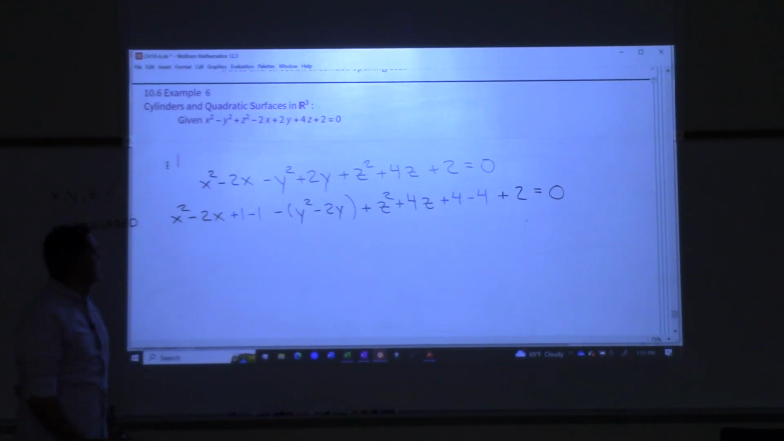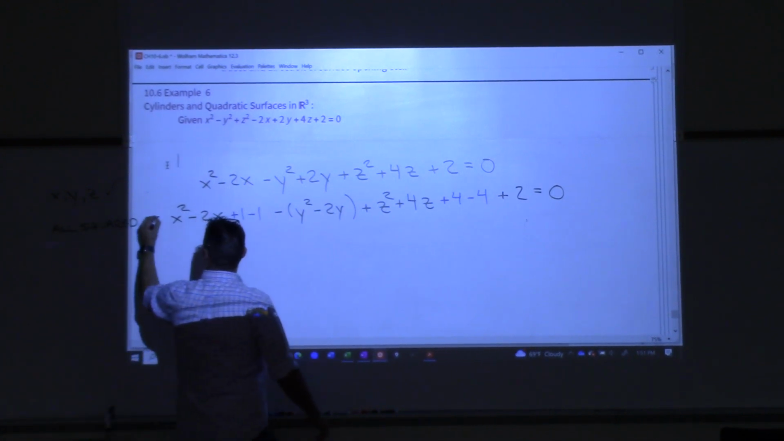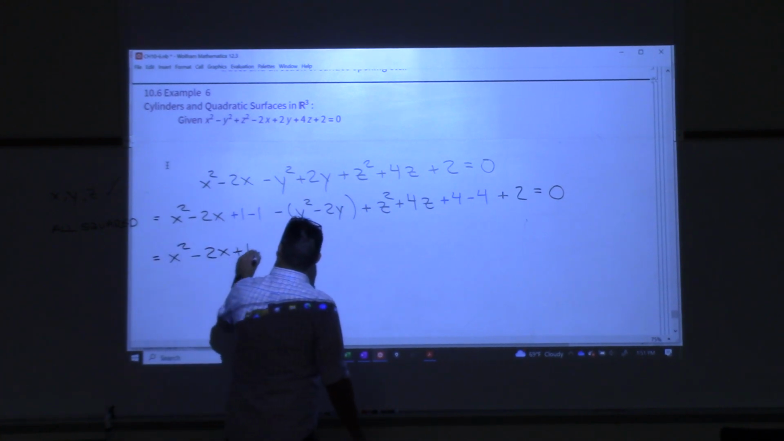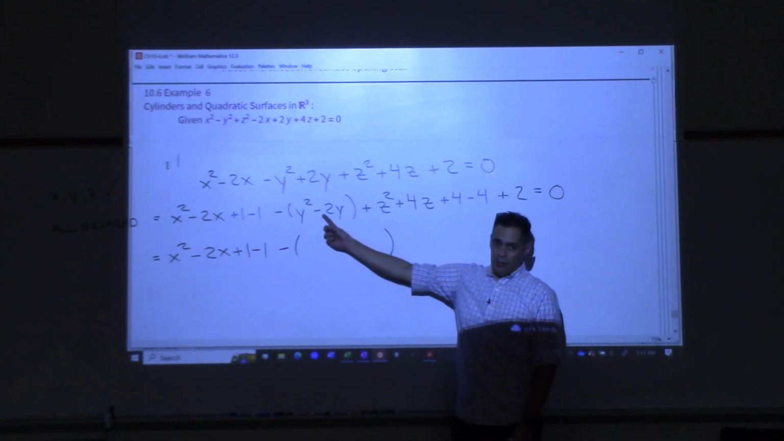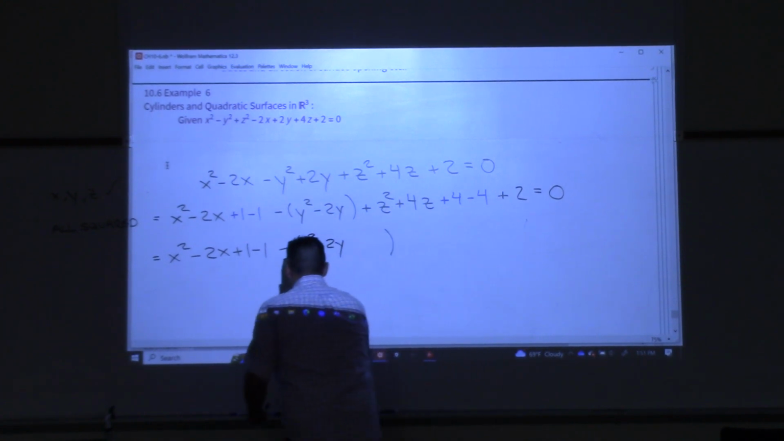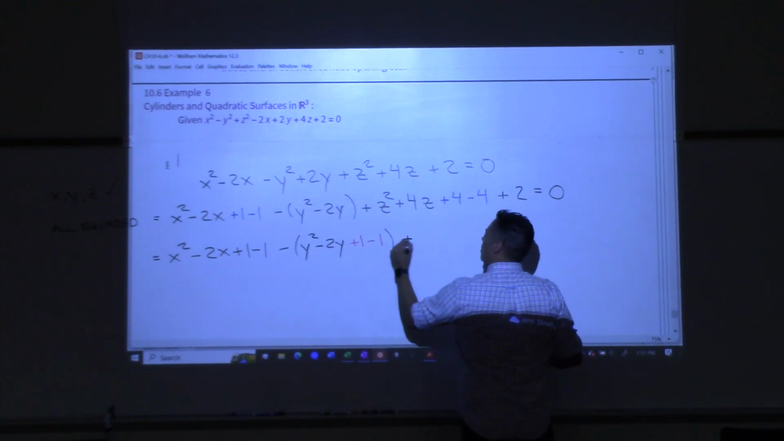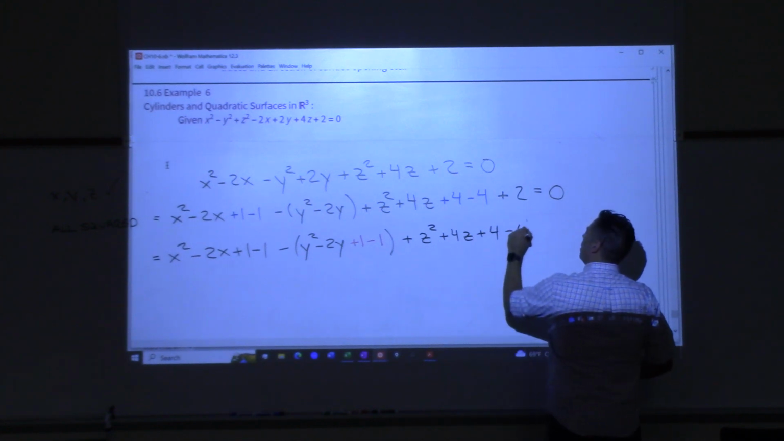Sure? Let me complete the square on this one right now. I'm going to rewrite the whole line. I realize I could simplify it, but I'm just going to rewrite everything. Okay, negative. All right, in this parentheses, I take half of negative 2, which is negative 1. I square it, which is 1. I add and subtract it. So y squared minus 2y, I add and subtract a 1 right there. And then plus z squared plus 4z plus 4 minus 4 plus 2.